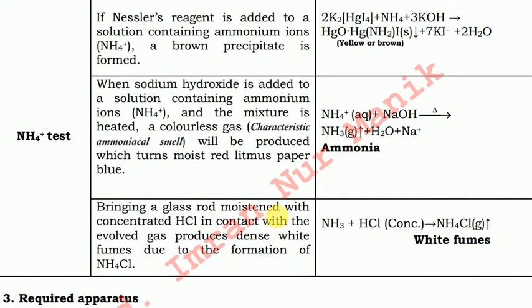And finally, we can test the presence of ammonia by heating the ammonium solution and placing a rod which has been moistened with hydrochloric acid at the upper surface of the test tube where the gas is evolving. The gas so produced will react with the hydrochloric acid and form ammonium chloride, and the ammonium chloride will appear as a white film.